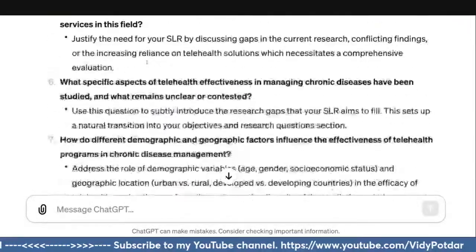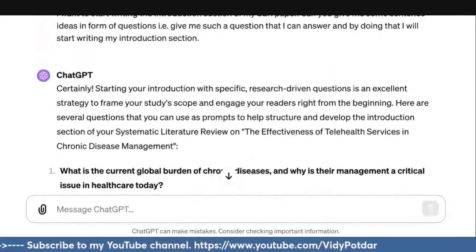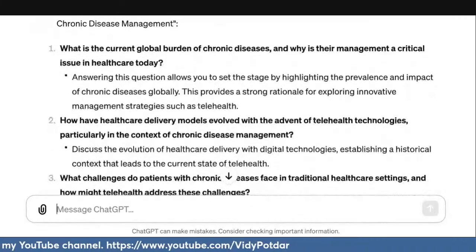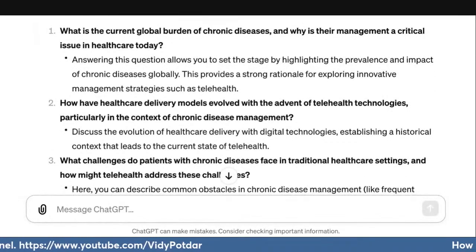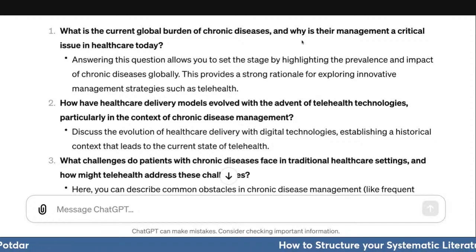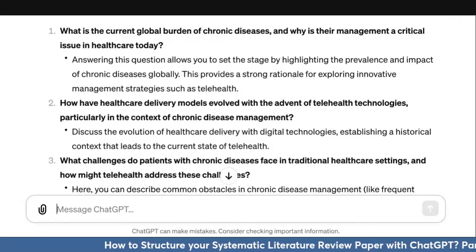And now let's look at these questions that ChatGPT has suggested. So what can you write in your introduction? You can say, what is the current global burden of chronic disease and why is its management a critical issue in healthcare today? So answer this question. You may use some statistics here.